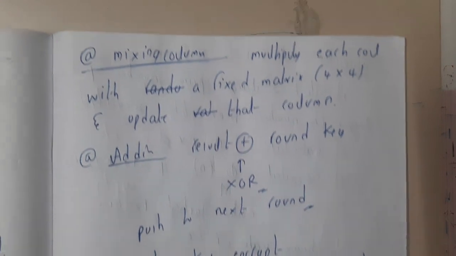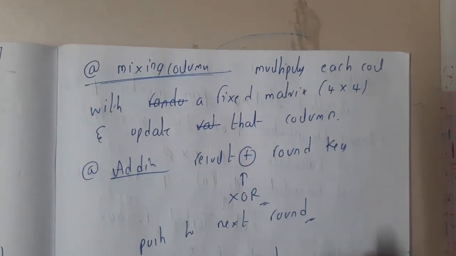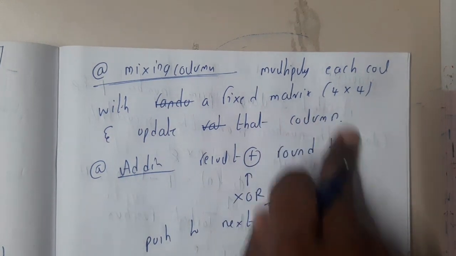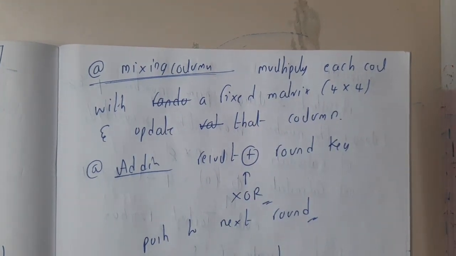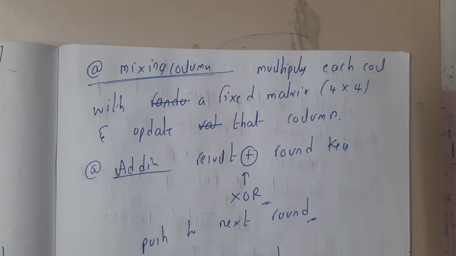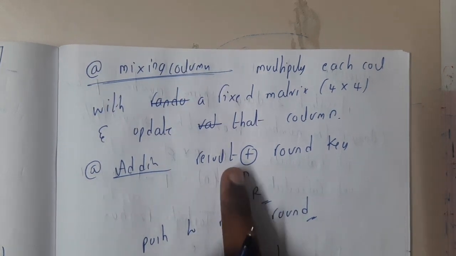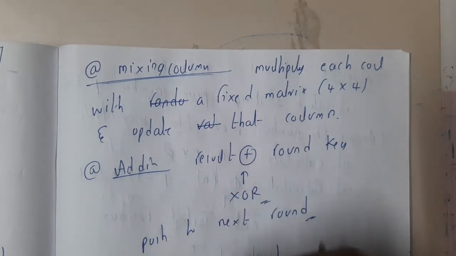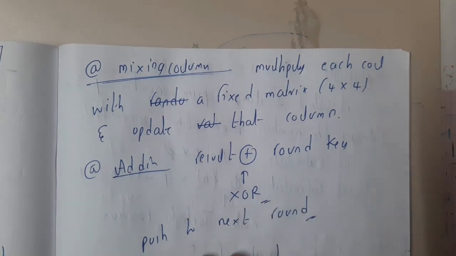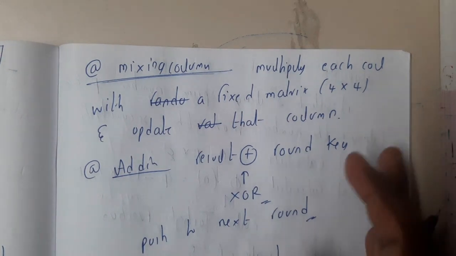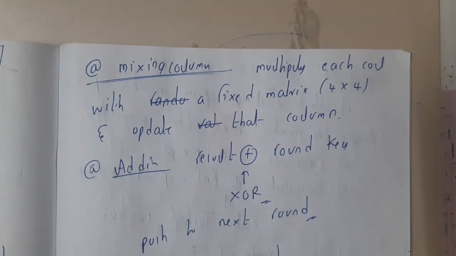Similarly, mixing columns. Mixing columns is nothing but multiplying each column with a fixed matrix of 4 cross 4. We get a 4 cross 4 matrix and we'll be multiplying it here. The last is add round key, right? We'll be doing the XOR operation of the result with the next round key. We continue this process, and at the end you'll get the ciphertext, again passing it on to the other side. You'll do the reverse process to get the final message the user sent.